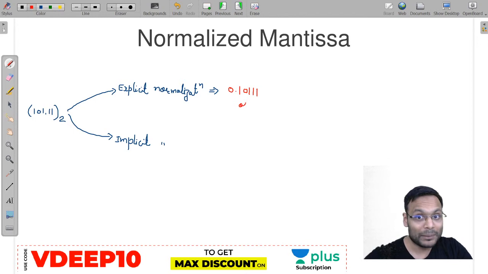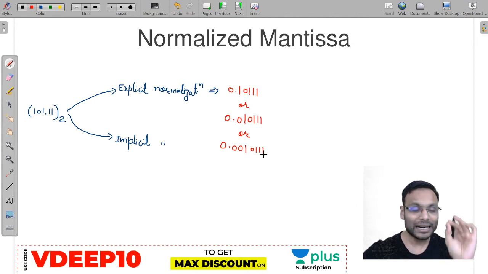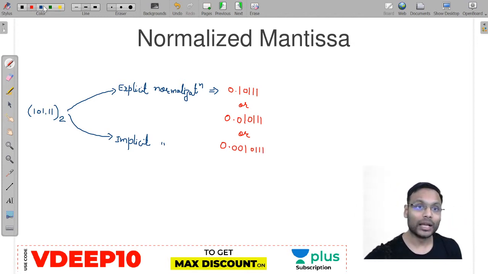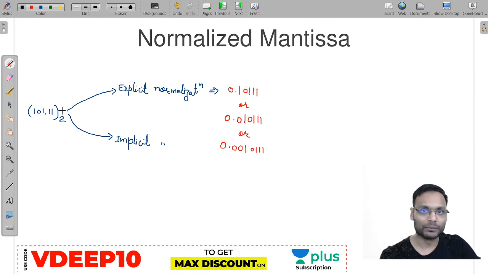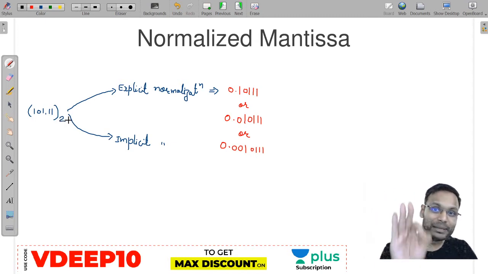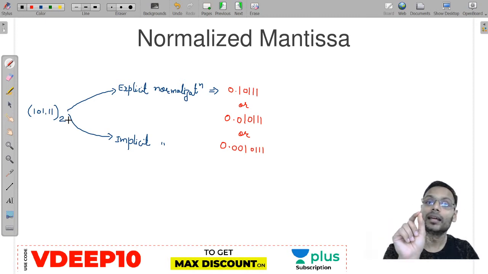0.10111, or maybe I can write it as 0.010111, or in fact I can write it as like this also. और भी बहुत सारी zeros ऐड कर सकता हूँ। But here is the rule. एक rule है, there is a restriction, and restriction says that if you represent this number into 0 point something, then after the point immediate first bit should be 1. After the point immediate first bit should be 1.